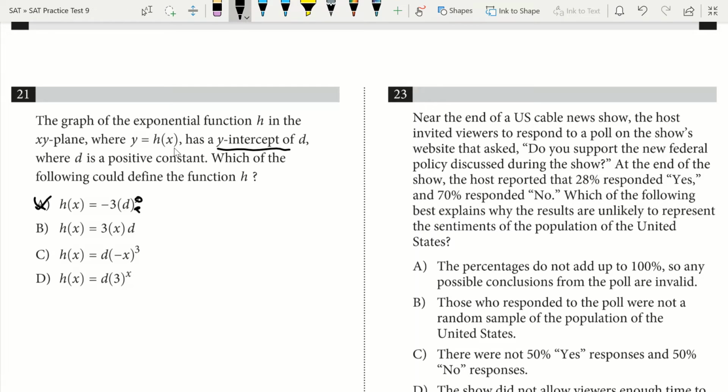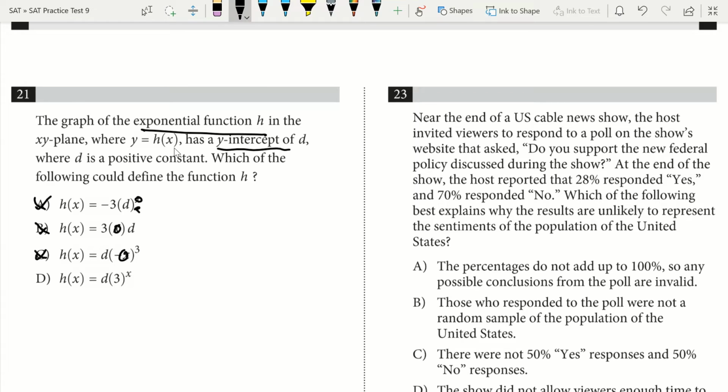Now if I plug in 0 for x, I have 3 times 0 times d. That's also not even an exponential function, which we're told it is, so we can go ahead and get rid of B anyways. And now I look at D. If I plug in 0 here, I get negative 0 to the 3rd power. That's going to give me 0. 0 times d is going to give me 0. That's not a positive y-intercept then.